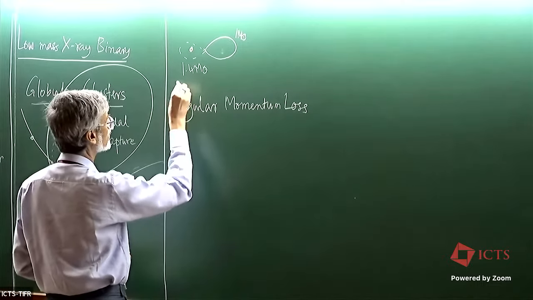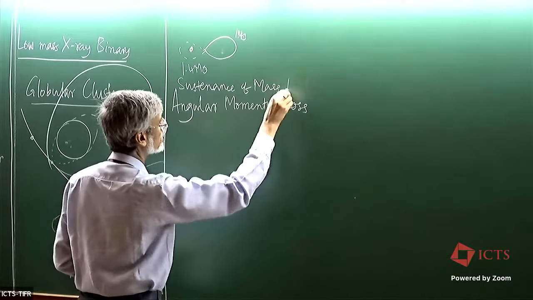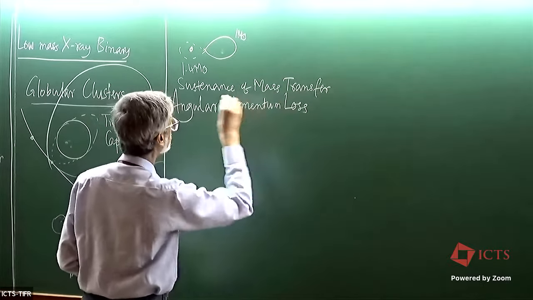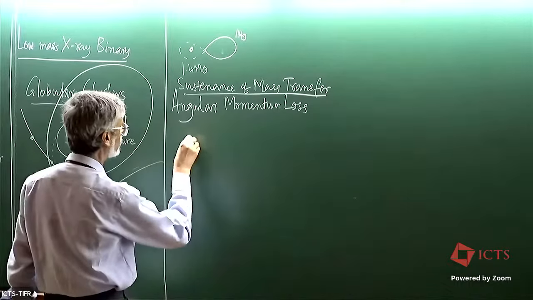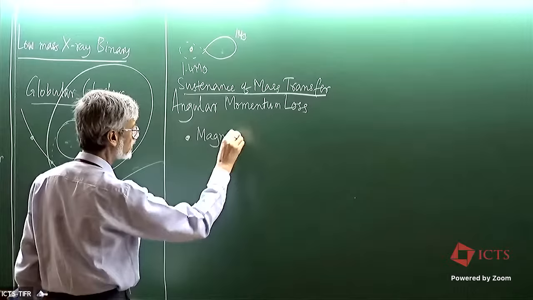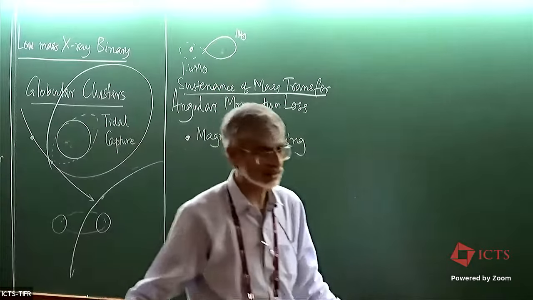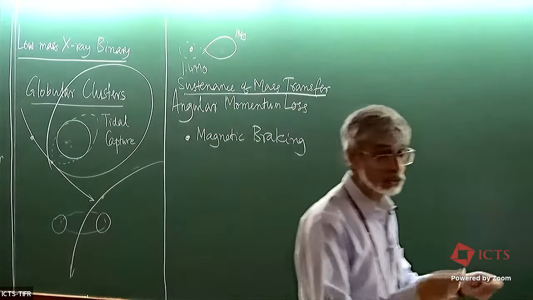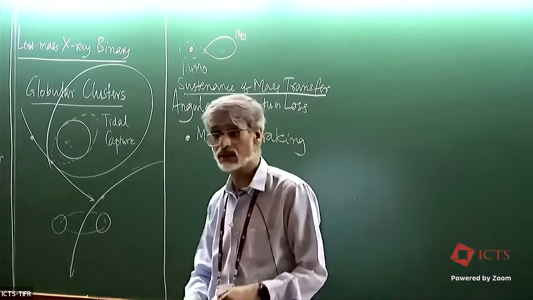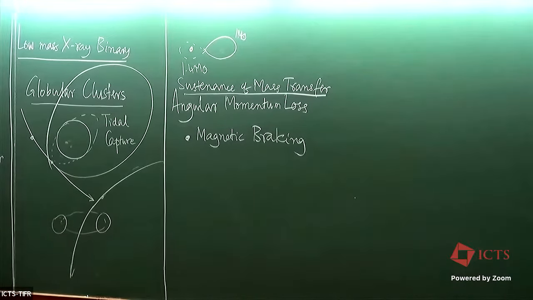So this is sustenance of mass transfer. So angular momentum loss, you can have magnetic braking. These are solar type stars. It's like the sun is experiencing magnetic braking all the time. These stars can also experience magnetic braking, and through tidal interaction with the neutron star can drain the orbital angular momentum and orbital energy. So that is then going to drive the separation to become closer and closer with time.